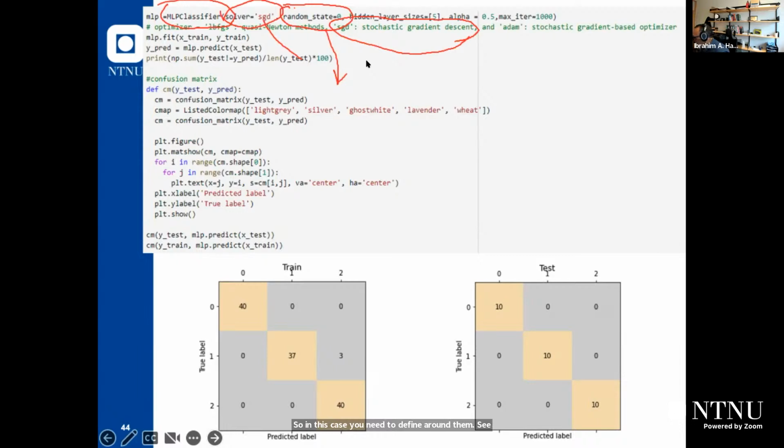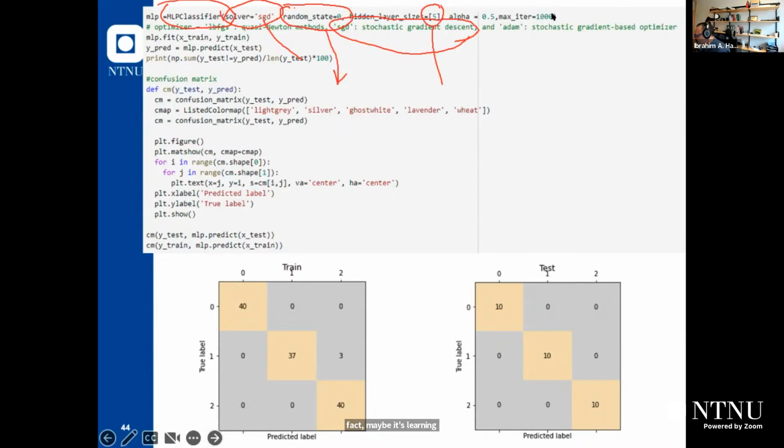This one is the hidden layer size. In this function, you need to define it in this way. This is the hidden layer size. This one means you have only one hidden layer, and you have 5 neurons in this hidden layer. You have alpha equal 0.5. I don't know what alpha is, in fact. Maybe it's the learning rate or something. Maximum number of iterations equal 1000.